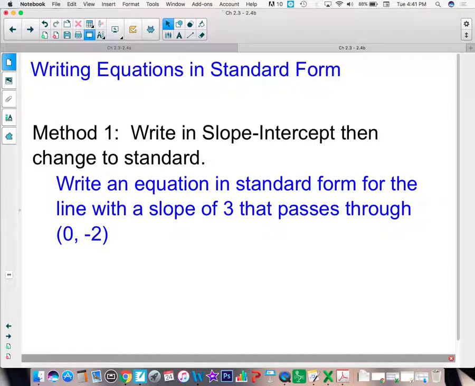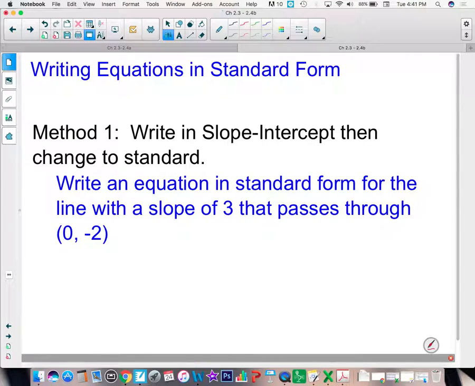So our example following that, we're going to write an equation in standard form for the line with a slope of 3 that passes through 0, -2. So just like we did yesterday, and you can write that down quick if you want to. I would just write down point there, slope of 3, and we're going to figure out the equation of this line in standard form.